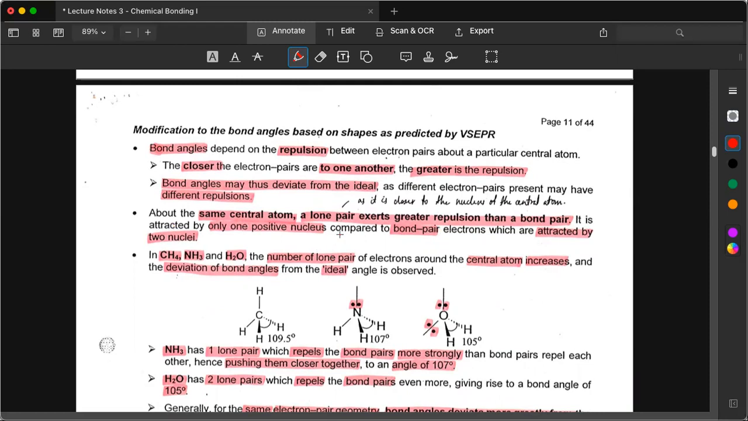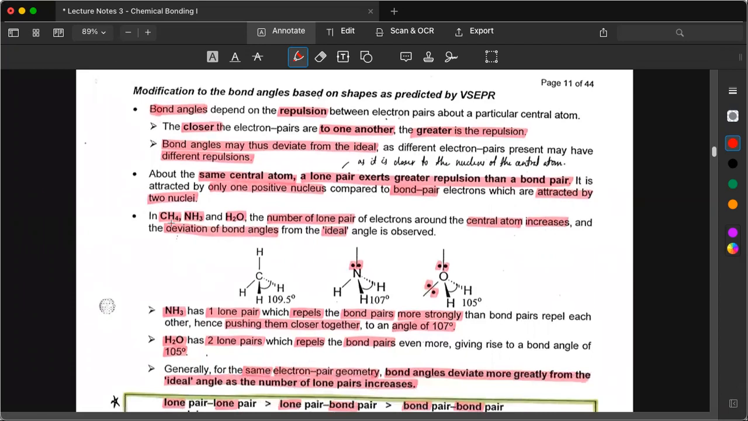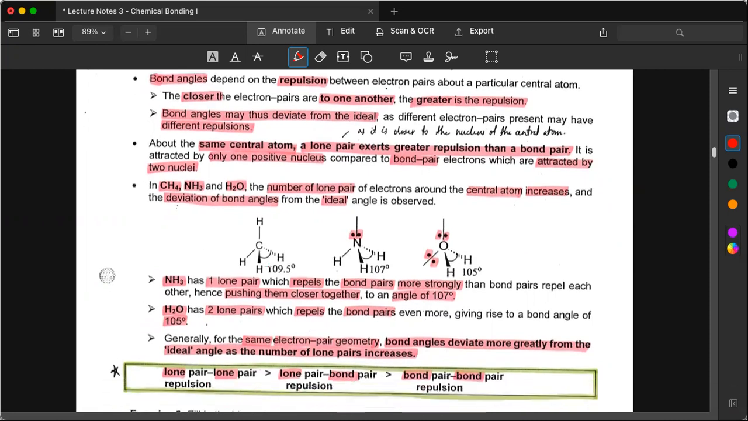So that's the reason why lone pair has greater repulsion. Because bond pairs are attracted to two nuclei, but a lone pair is attracted to one nucleus, so there is more repulsion. So in CH4, NH3, H2O, the number of lone pairs of electrons around the central atom increases. So the deviation of bond angle from the ideal angle will be observed like this. NH3 has one lone pair which repels the bond pairs more strongly than bond pairs repel each other, hence pushing them closer together.